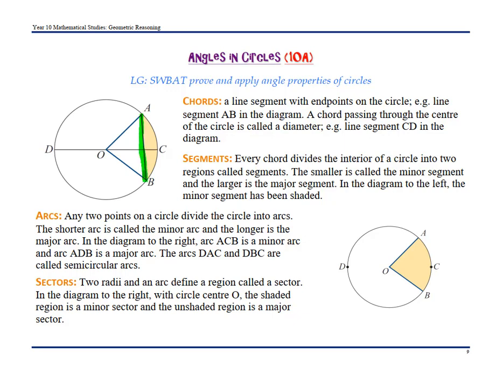If you have a chord that passes through the center of the circle, so CD for example, it would be called the diameter.